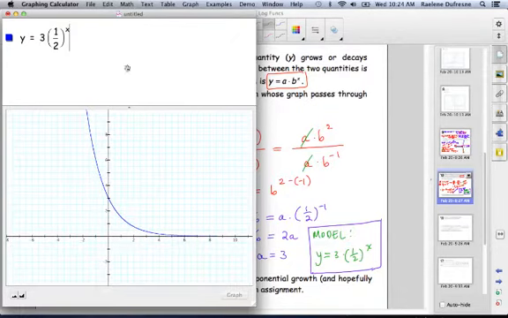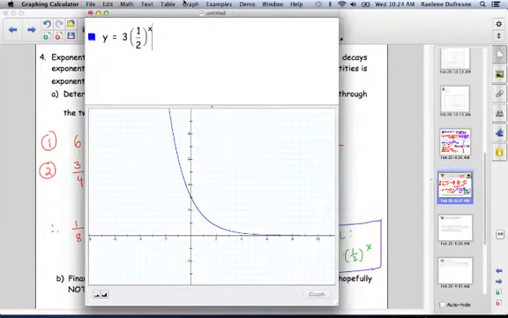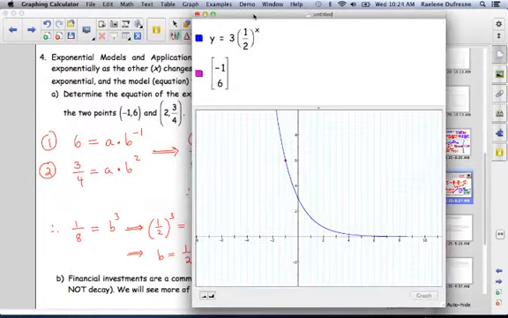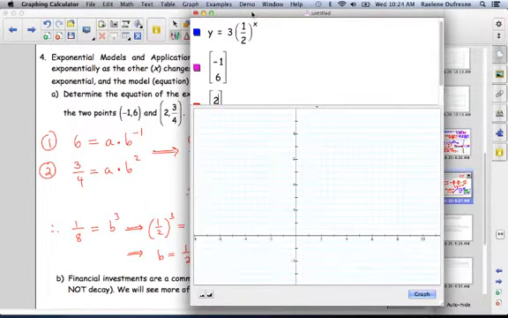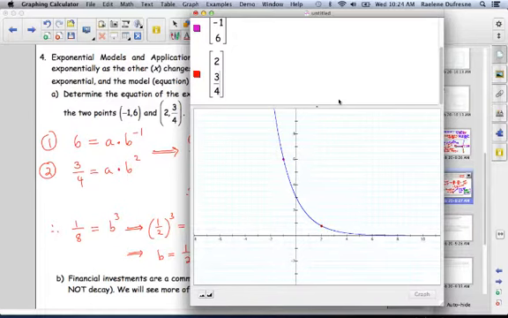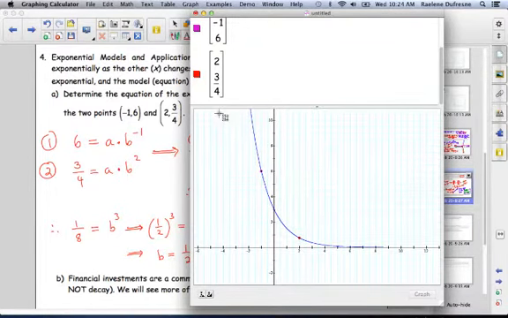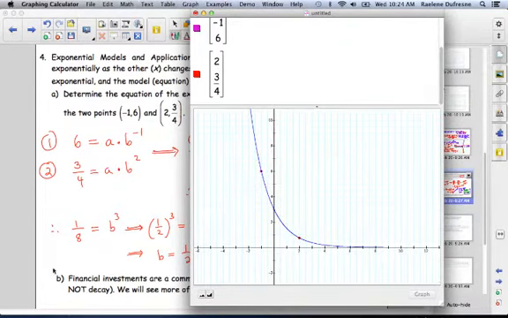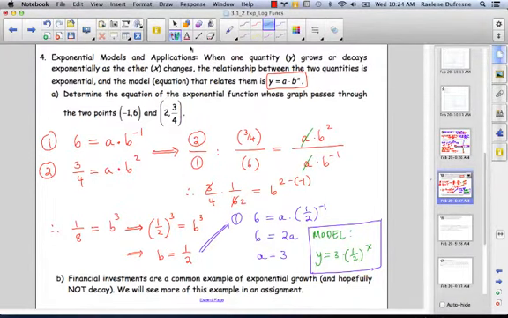We were given the points -1, 6, and there's the point on the graph, and we were also given another point 2, 3/4, and that point is also on the graph. So we can see clearly that we have indeed come up with an exponential function of the form y equals a times b to the x that satisfies the criteria, passing through the points that we are given.